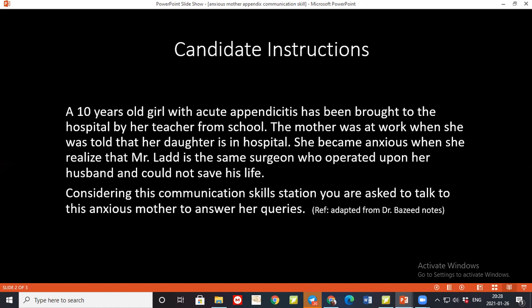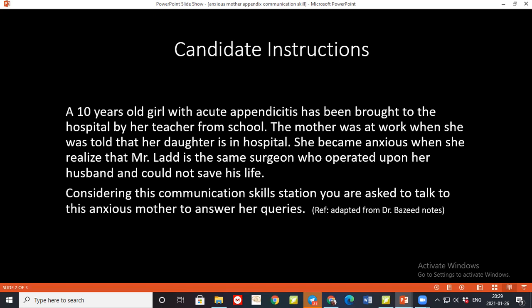Mr. Ladd. Oh my God! Before, my husband also had some problem, and Mr. Ladd operated on him, and he died. I'm really afraid, doctor. First of all, I'm so sorry to hear about your husband. However, if I may ask, regarding your husband's condition, what happened to your husband, and what kind of operation, as far as you remember, was done?